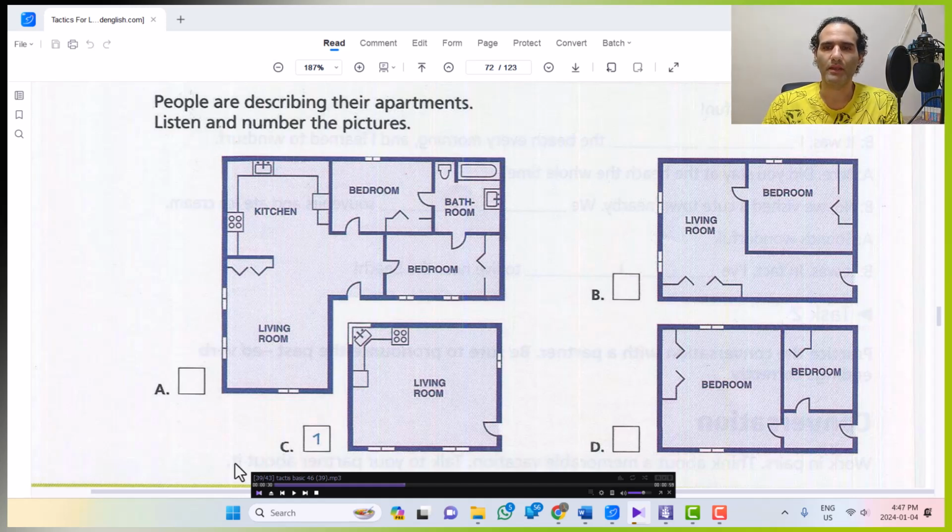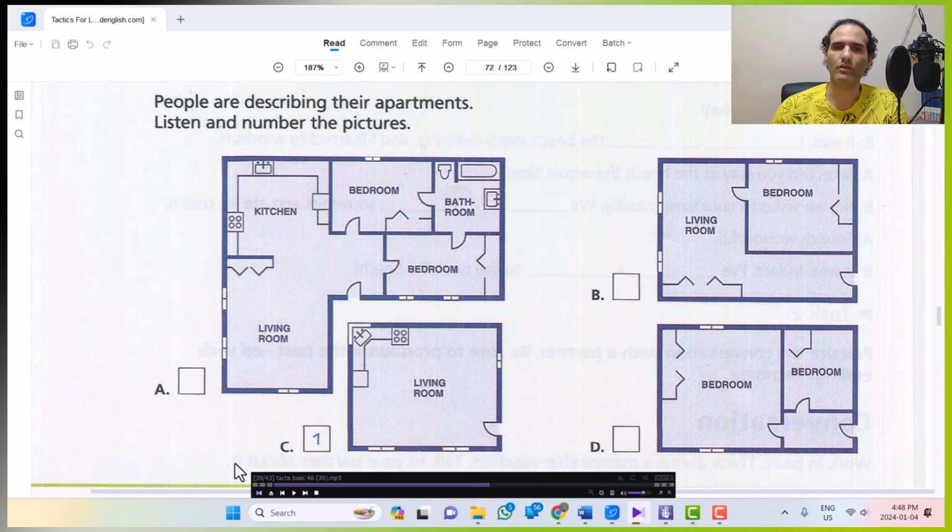Okay. Number 2. 2. What's your new apartment like, Celia? It's really big. I love it. How many rooms does it have? Lots. It's got 2 bedrooms, a living room, and a huge kitchen and bathroom. Sounds great. So, when can I come and stay with you?